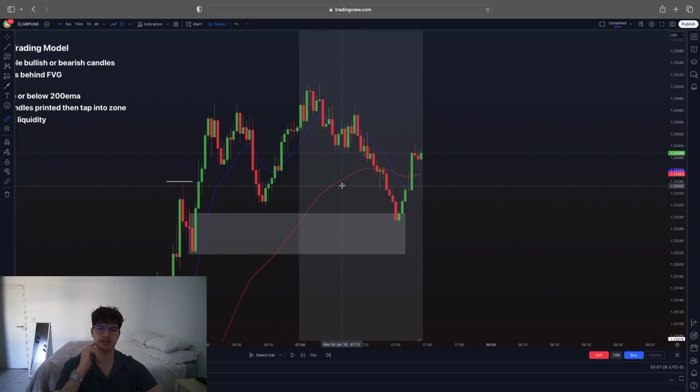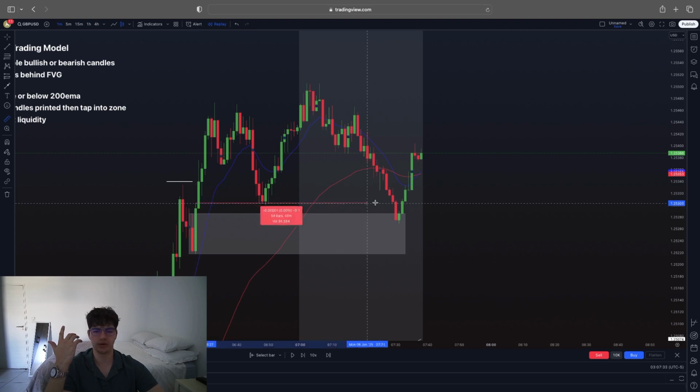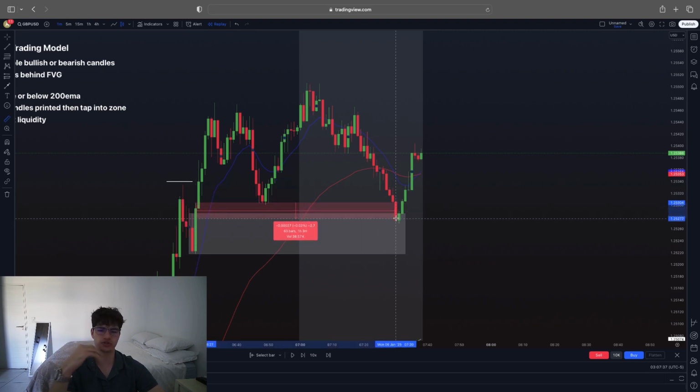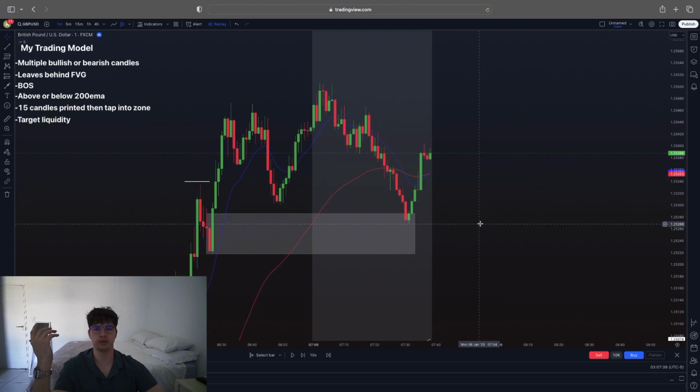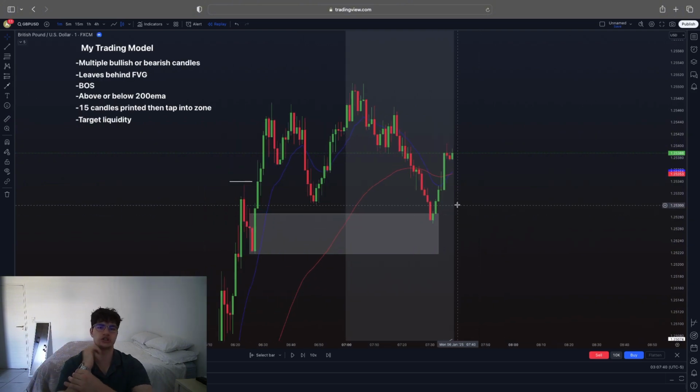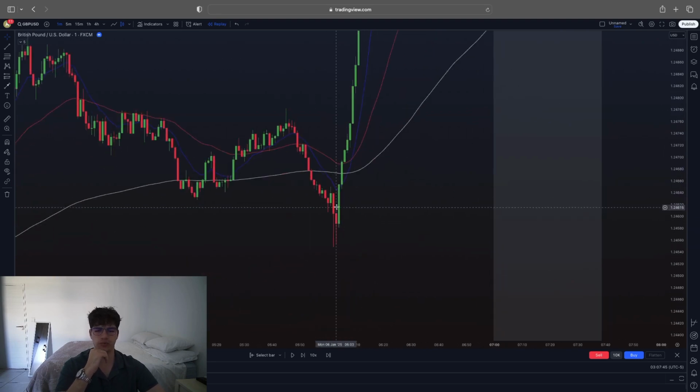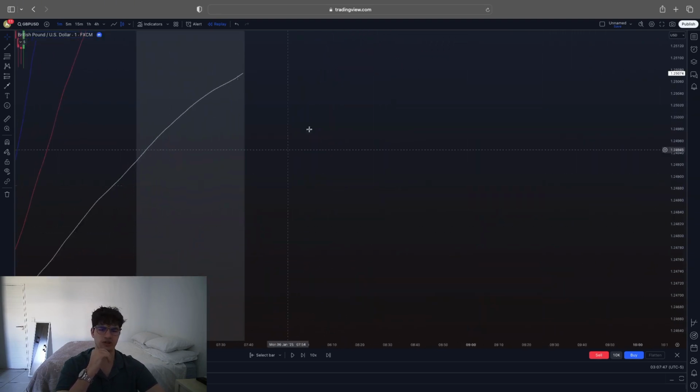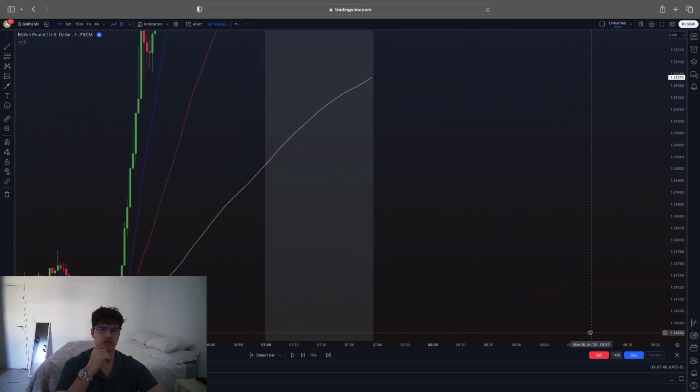It doesn't really matter how many, if there's over 15 candles. In this example, how many candles was there? There were like 63 candles before we tapped into the zone. So there is no maximum amount, you just need to be cautious. If we had a zone all the way here and price took like a day to get back into that, I'm just not taking that.